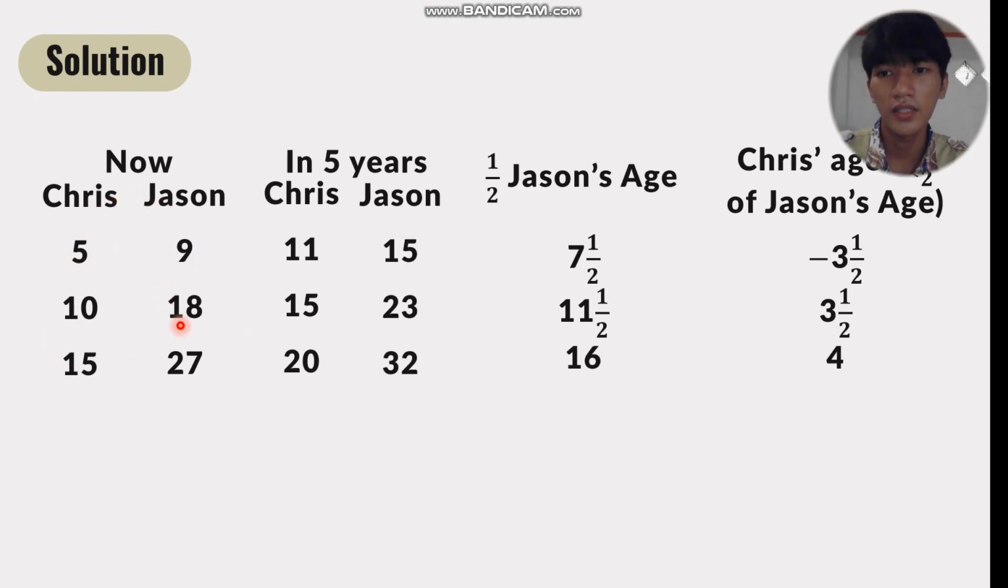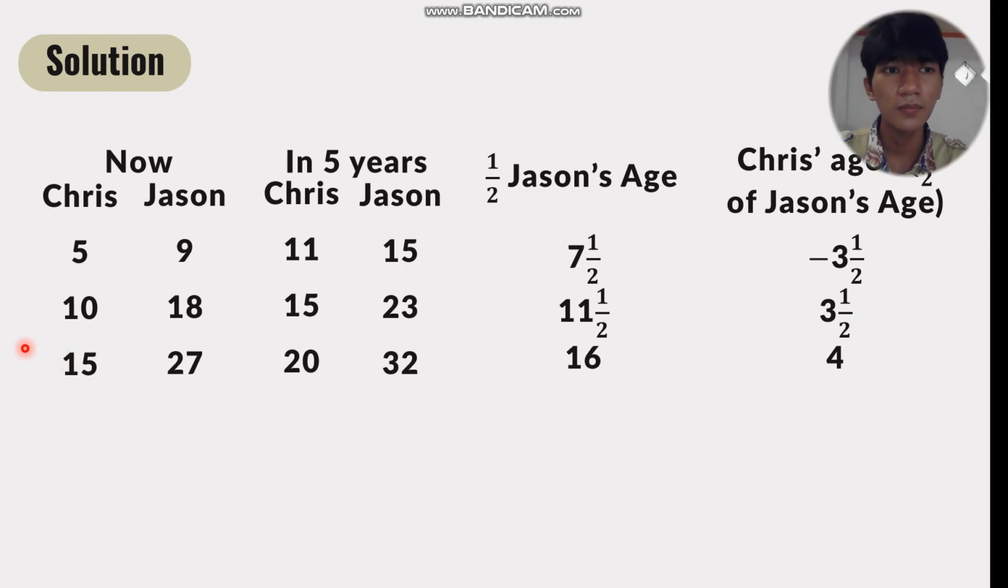Yes, Jason's age will be 18 and Chris's age will be 10. In 5 years, Chris and Jason's ages will be 15 and 23. So half of Jason's age is 11 and a half. So Chris's age minus half of Jason's age is 3.5. And this is not the correct answer. So we have to check another ratio.